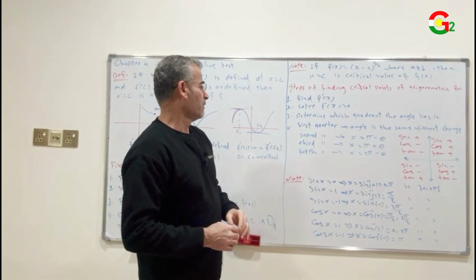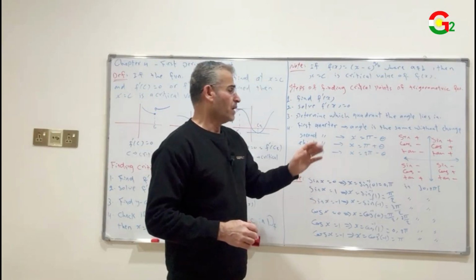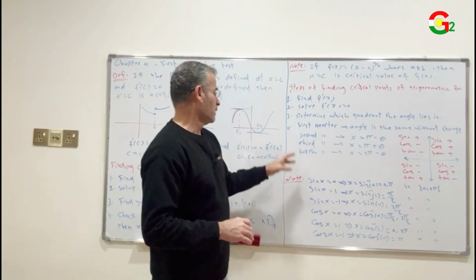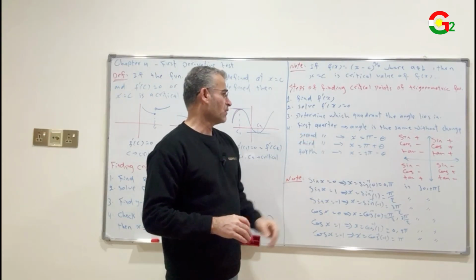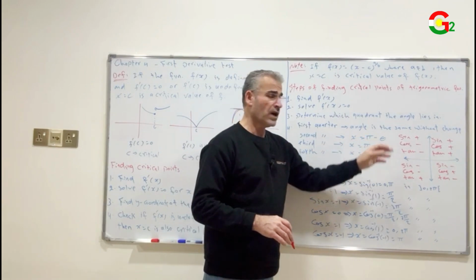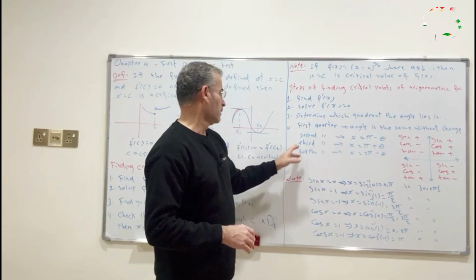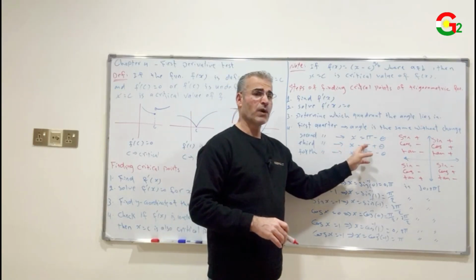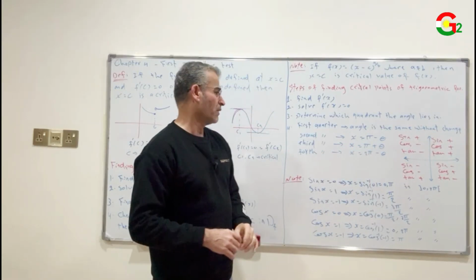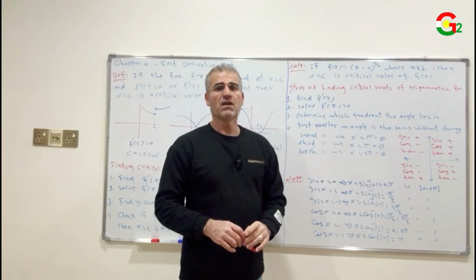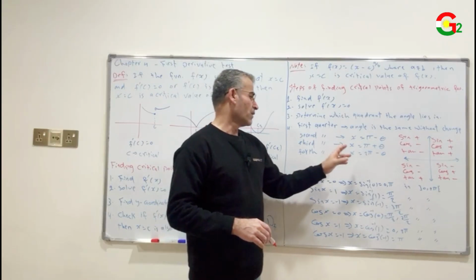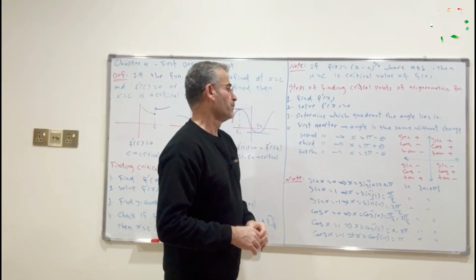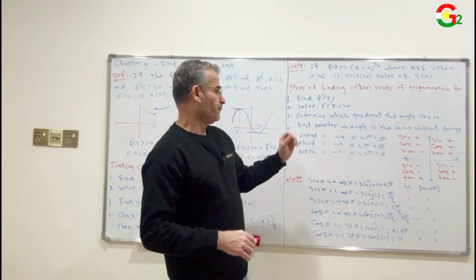If the angle is in the first quadrant, then the angle is the same without any change. If the angle is in the second quadrant, then x equals pi minus the value of the angle. If the angle is in the third quadrant, then x equals pi plus the value of the angle. If the angle is in the fourth quadrant, then x equals 2 pi minus the value of the angle.